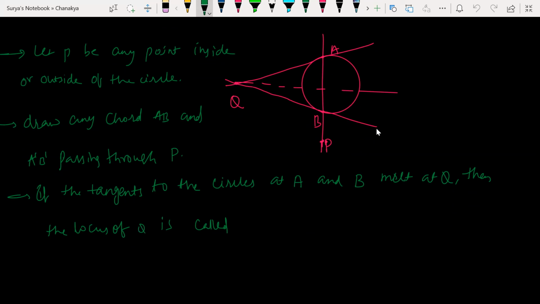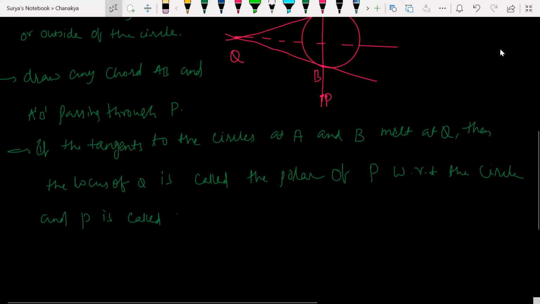Then the locus of Q is called the polar. What is the locus of Q here? Locus of Q is called the polar of P with respect to the circle, and P is called, whether P is outside or inside, P is called the pole.